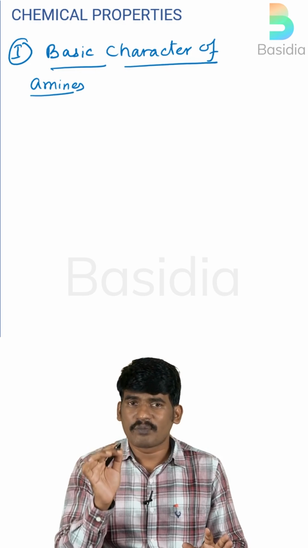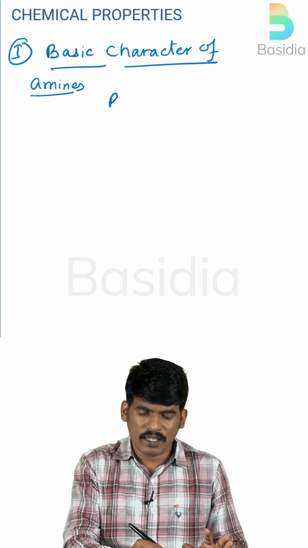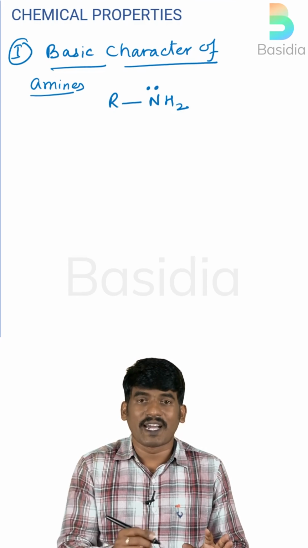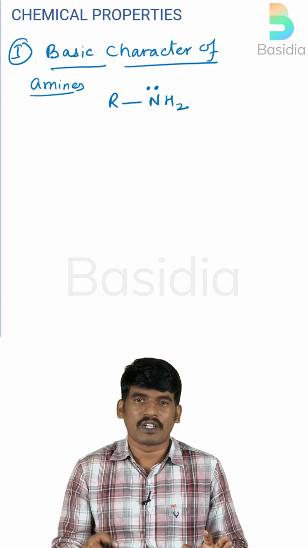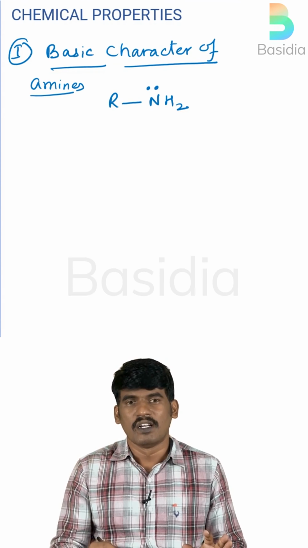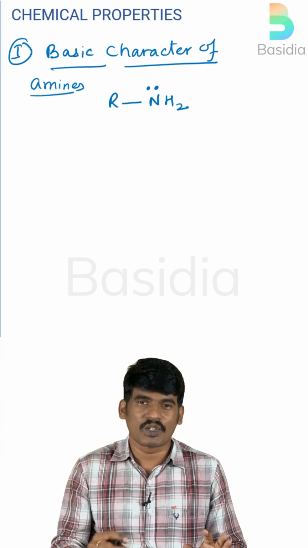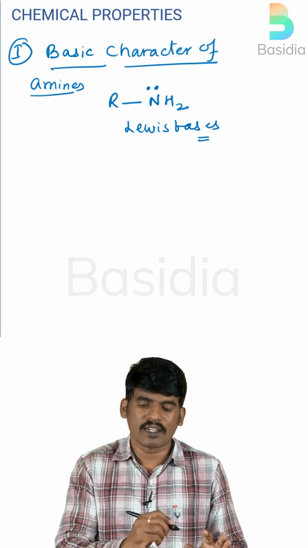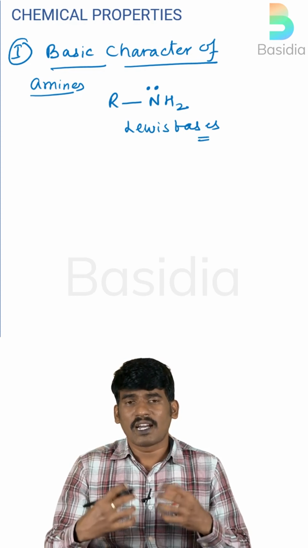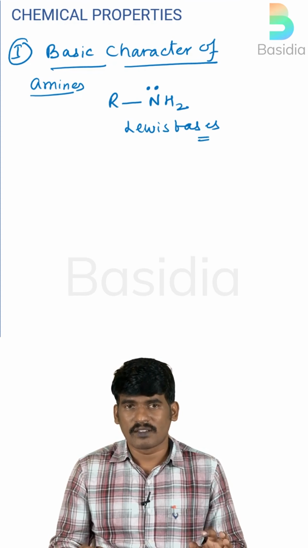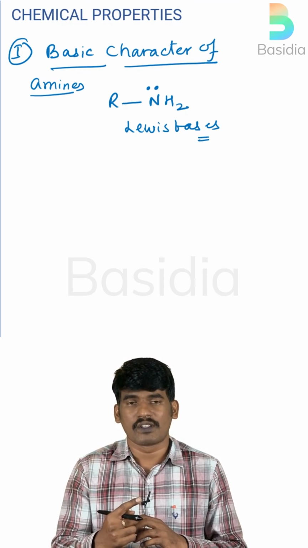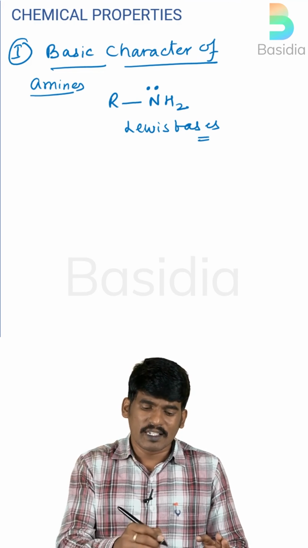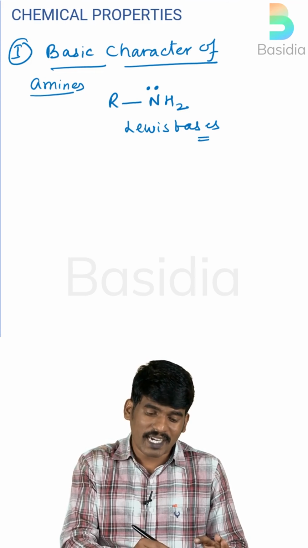Children, amines are examples of bases. How can you say that amines are examples of bases? Because the central atom, nitrogen, has a lone pair of electrons, or unshared pair of electrons. Because of the presence of this lone pair, they can be considered as Lewis bases. Possessing electron density doesn't mean it can act as a base. It has to donate that pair of electrons to the other species. So these amines can act as Lewis bases when they react with acids.